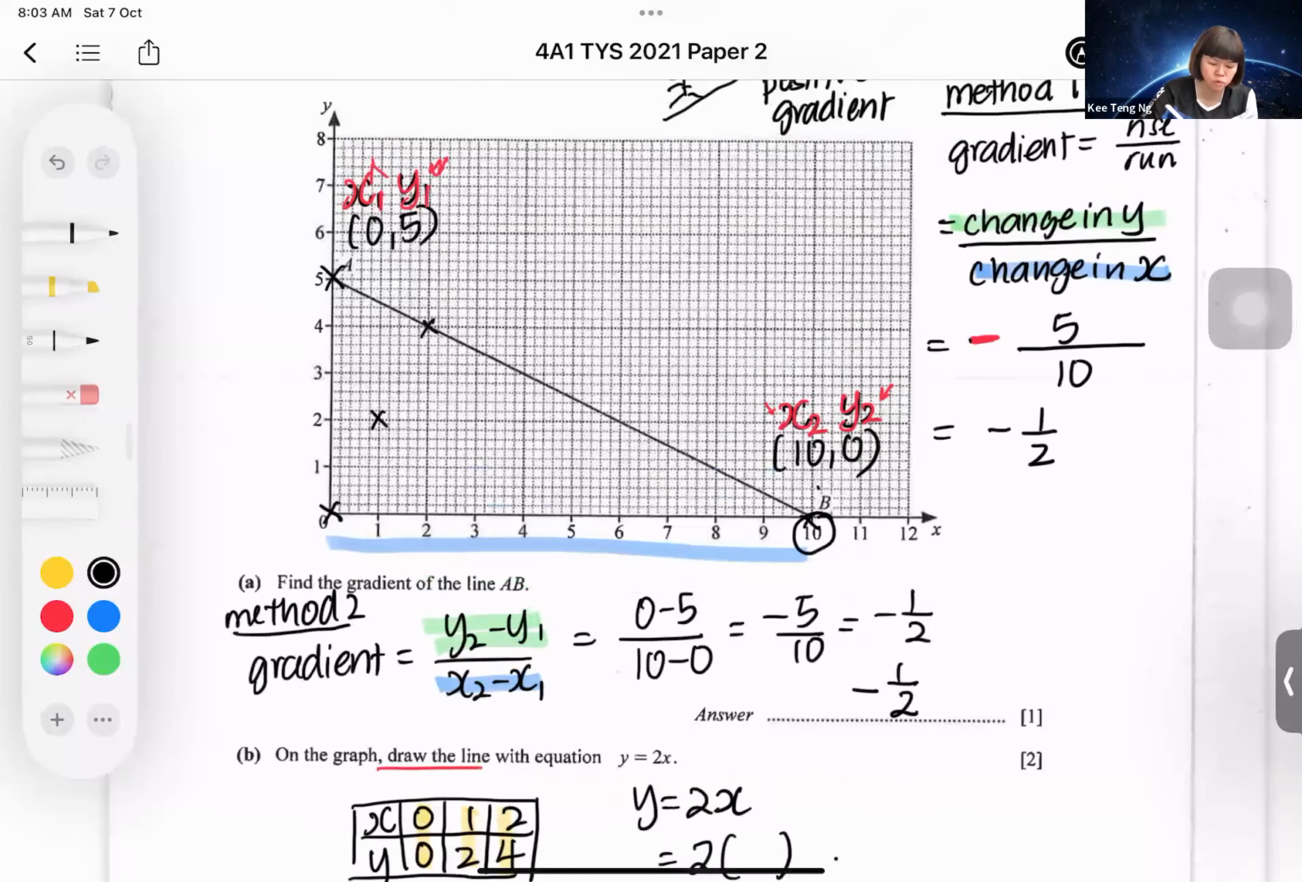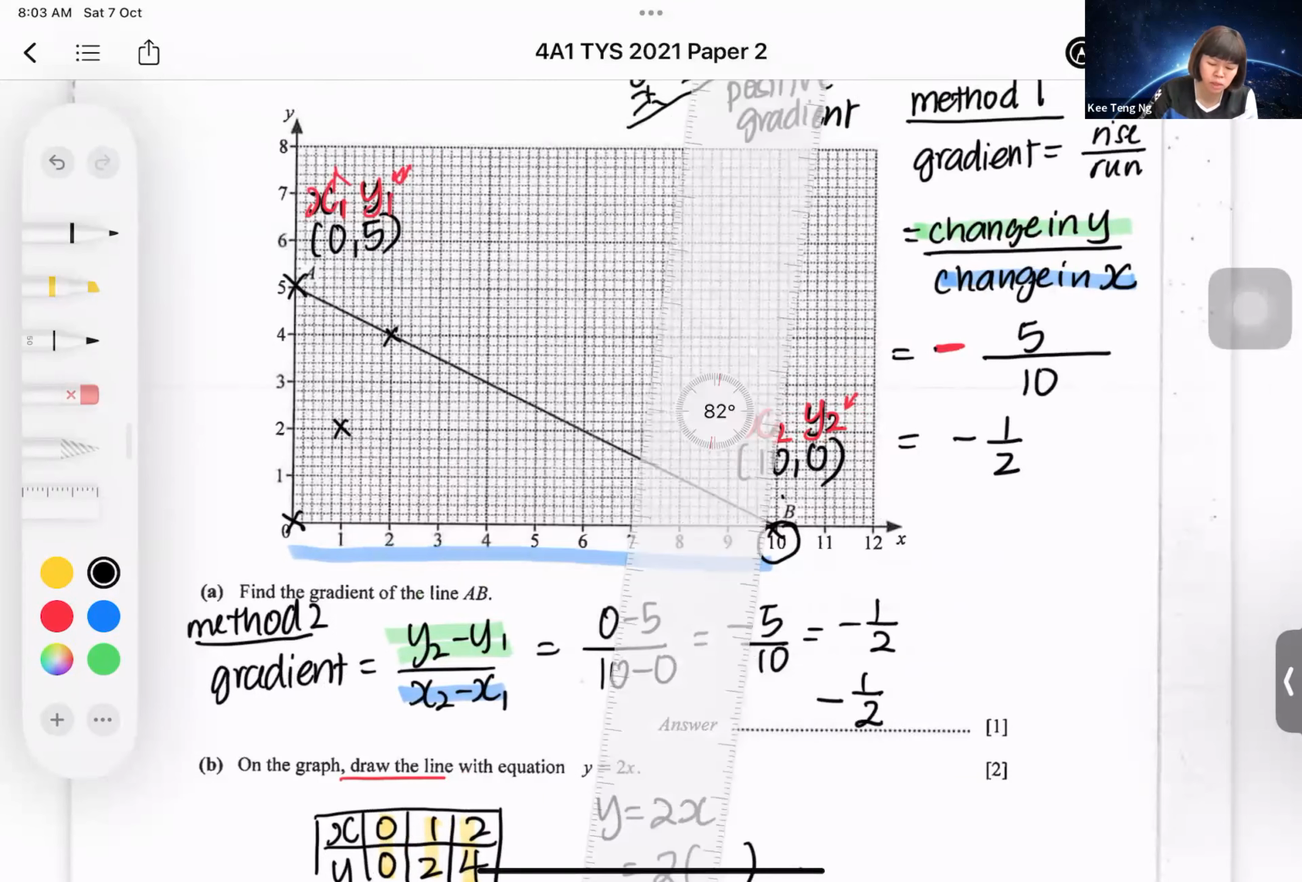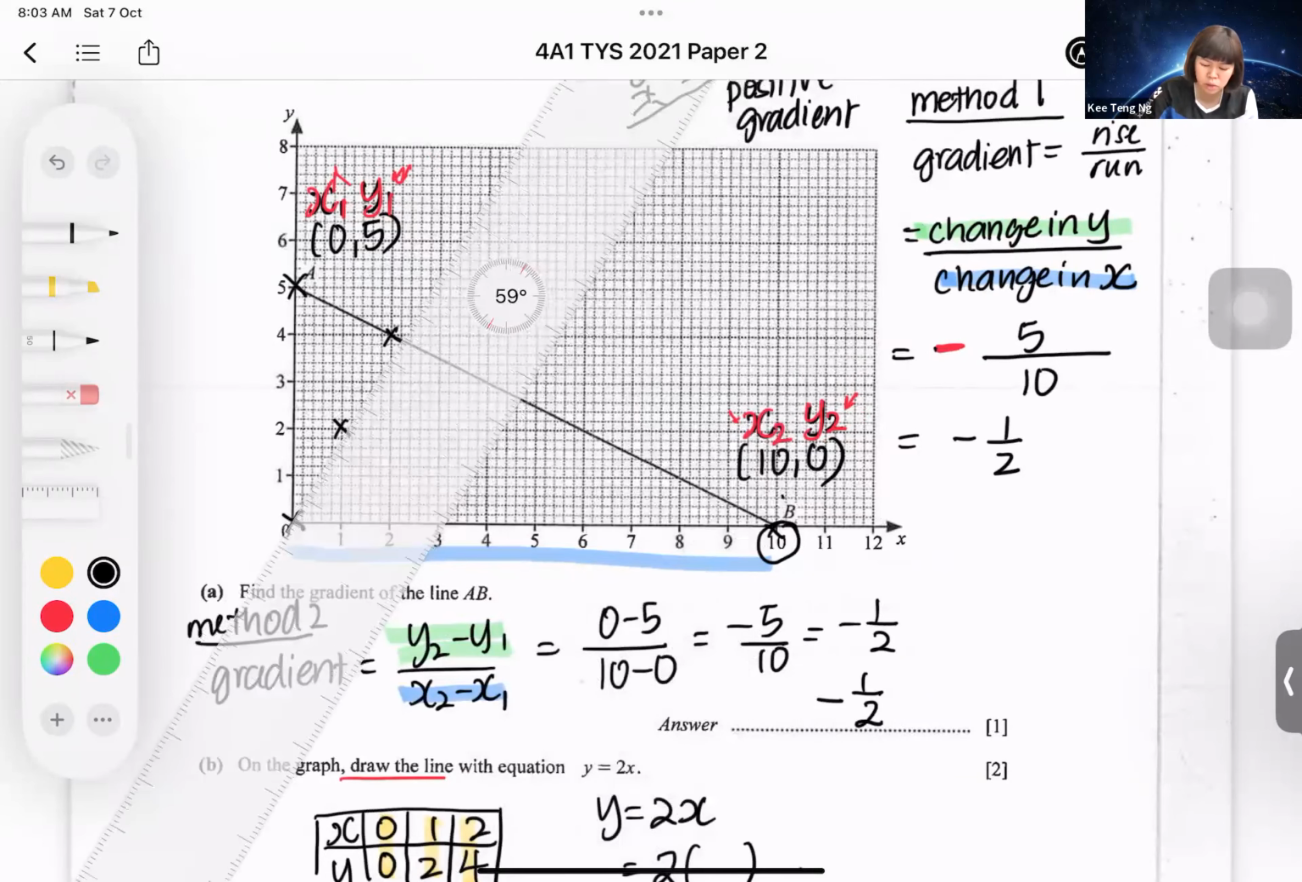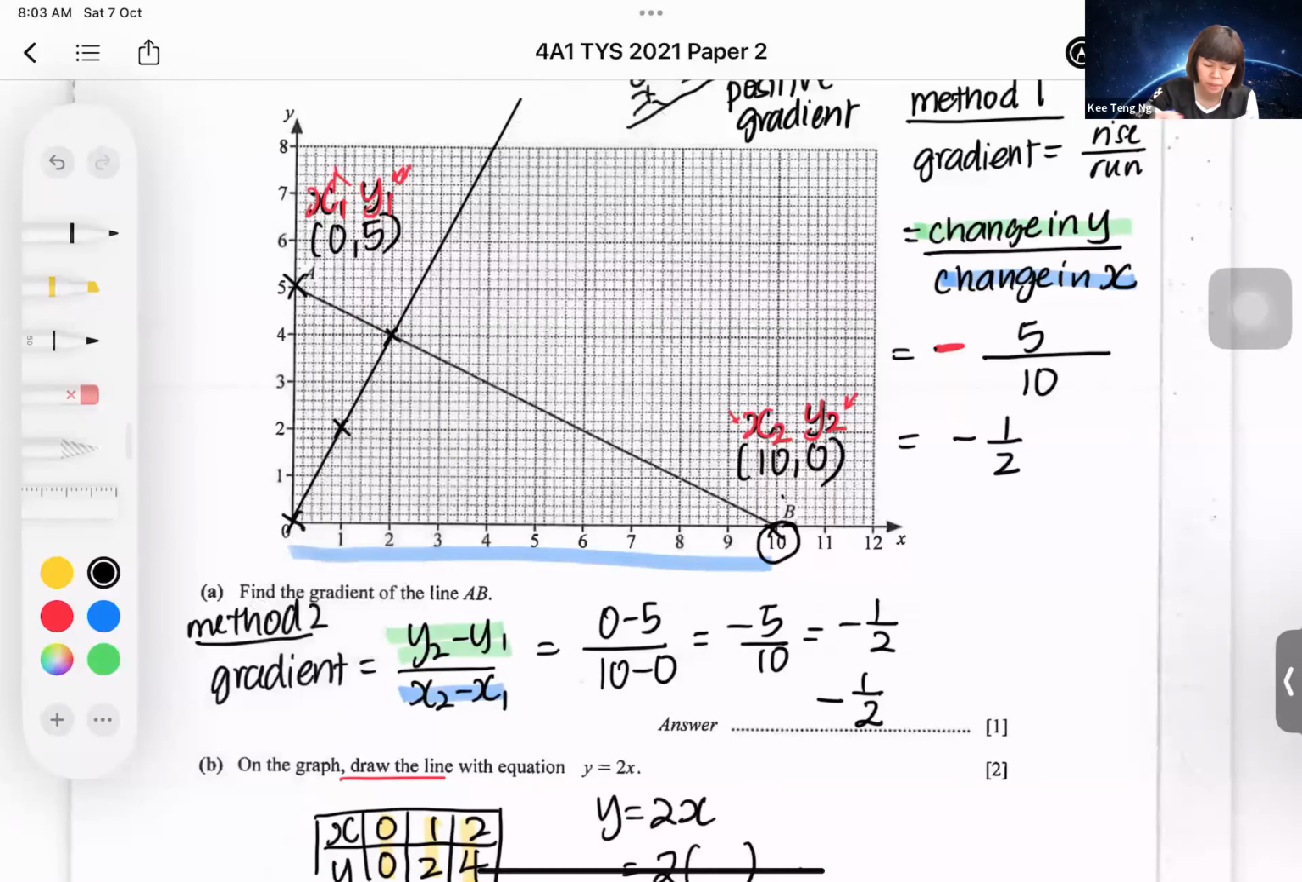And then we draw a line. Make sure you draw a line a little bit longer. Usually they will need you to find the point of intersection, so make sure your two graphs intersect with each other. Then label the line y equals 2x. Okay.